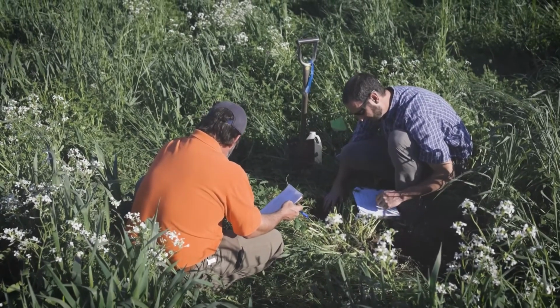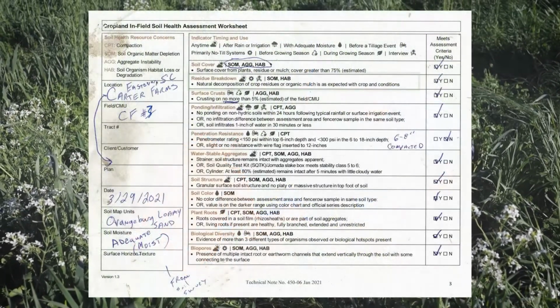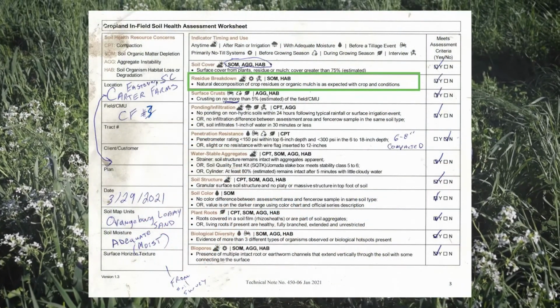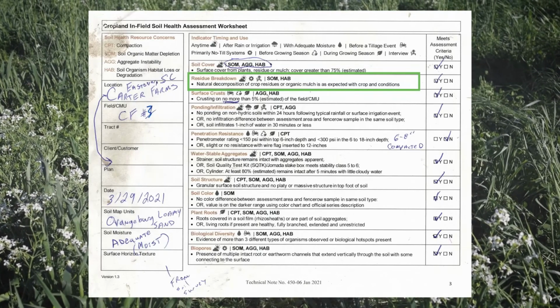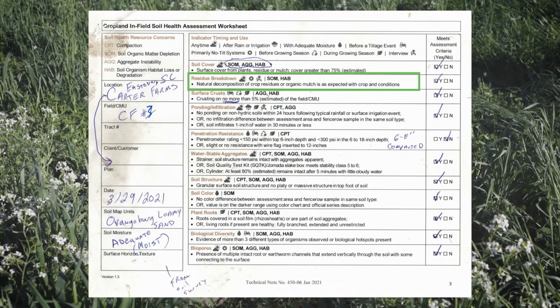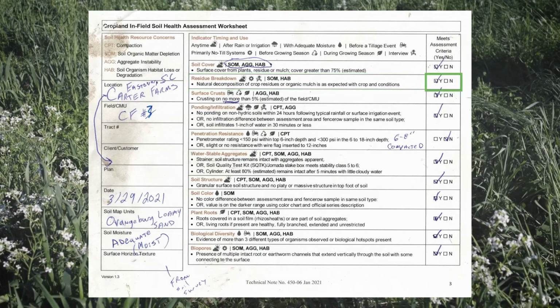So when we look at the indicator that's identified, natural decomposition of crop residues or organic mulch is expected with crop and conditions, I would say yes. So we would say yes for this criteria.